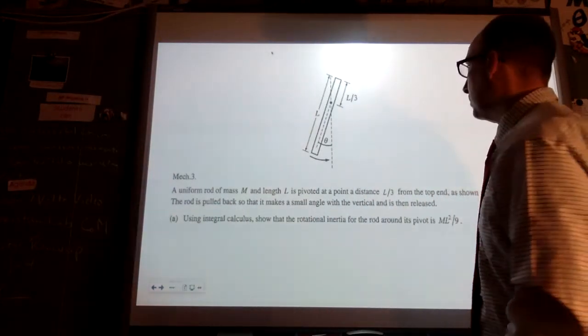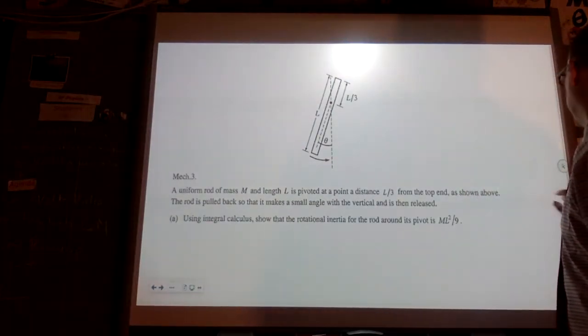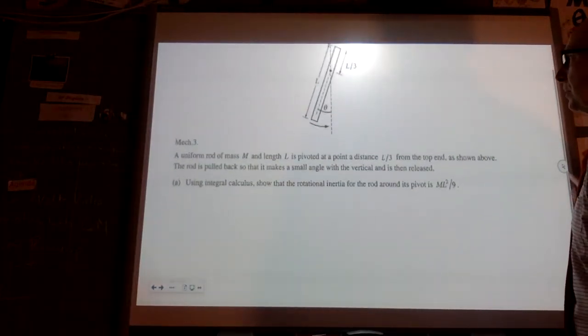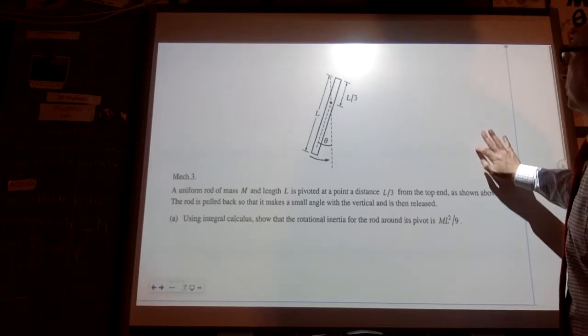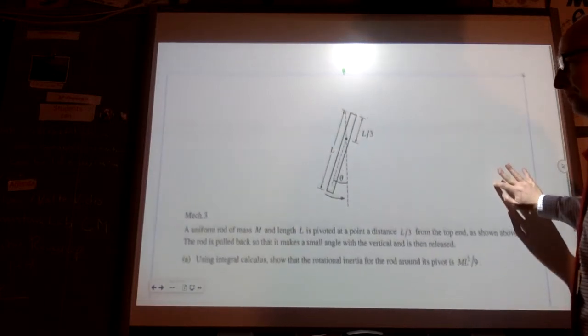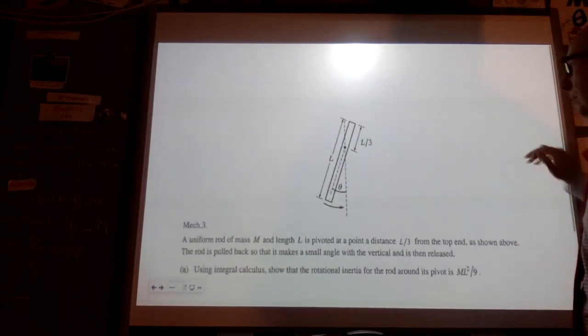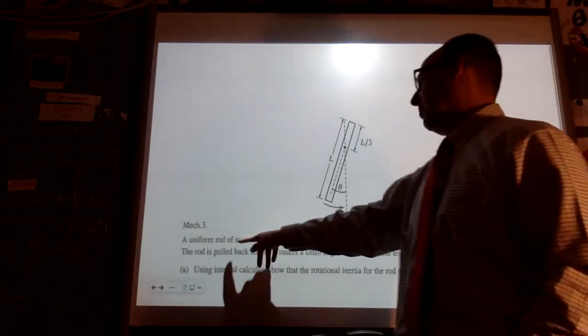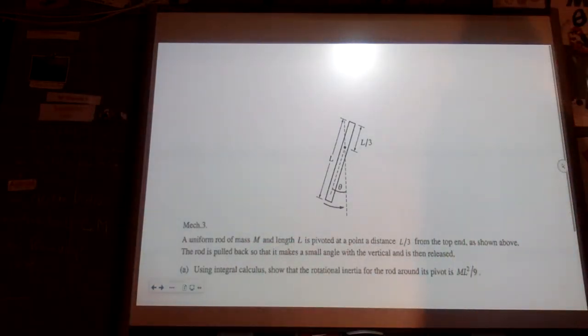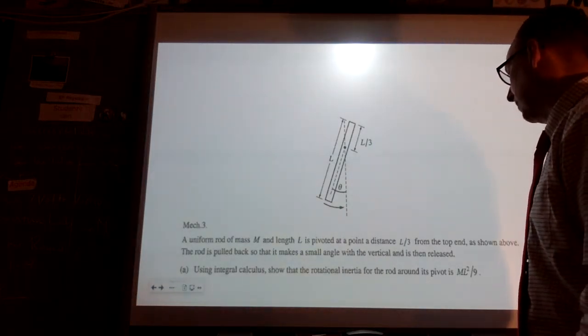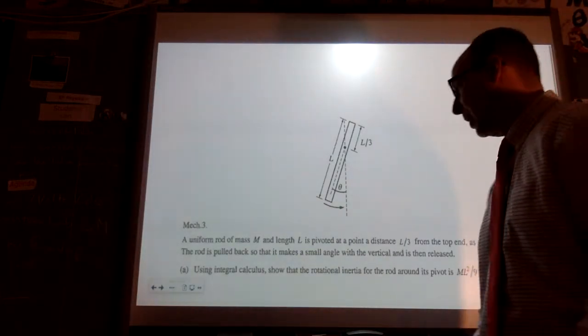So, looking at our picture here, move this down a little bit so it's out of glare. We have a uniform rod of mass M and length L. It's pivoted at a point that's a distance L over 3 from the top end as shown above. The rod is pulled back so that it makes a small angle with the vertical and then is released.